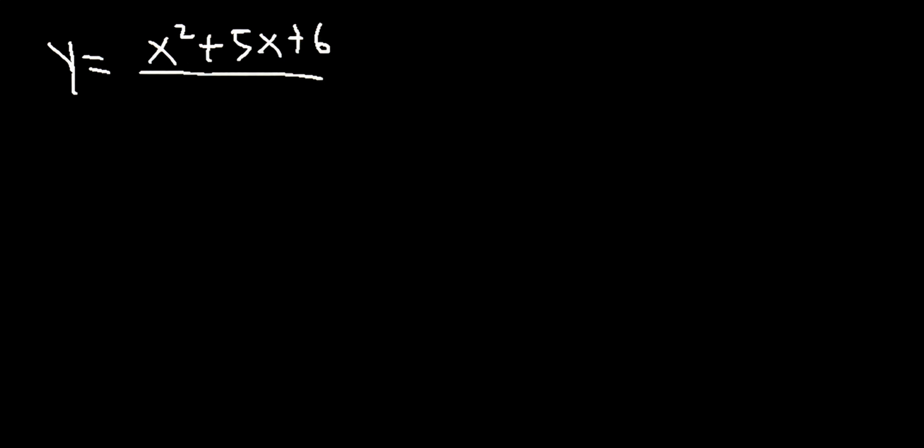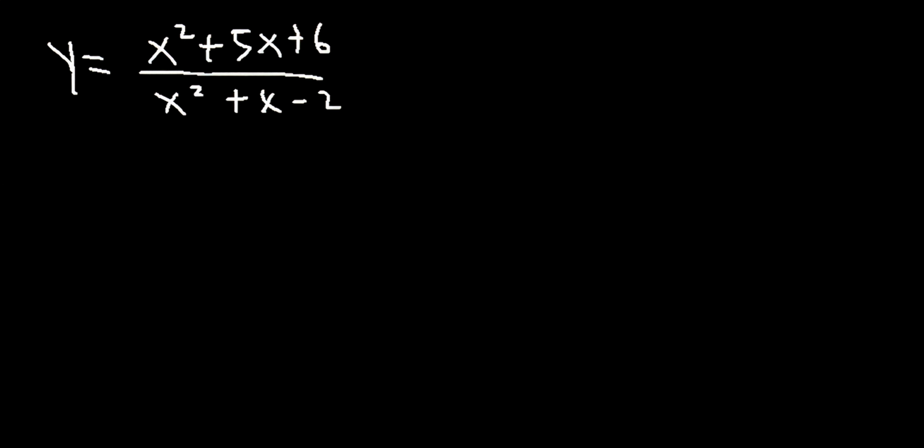So let's go over some different types of rational functions. Let's say if you have x squared plus 5x plus 6 divided by x squared plus x minus 2. Now, this function might seem complicated, but it's not really. We've pretty much covered this material. What you should do is factor everything.